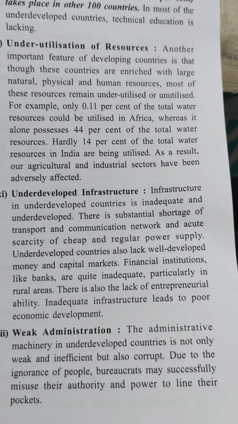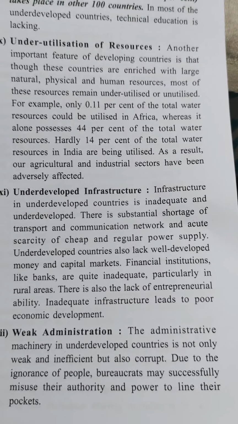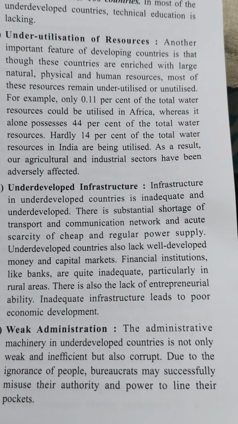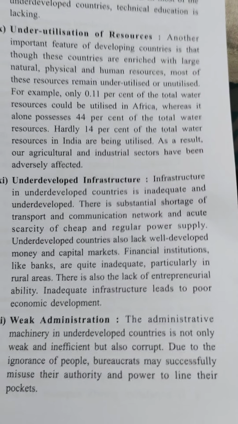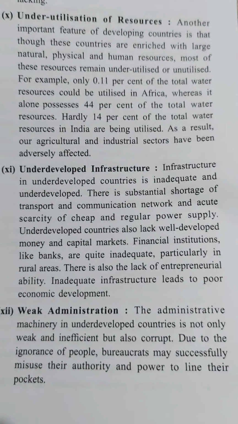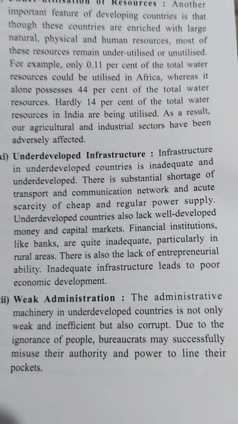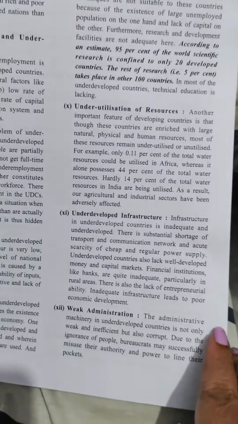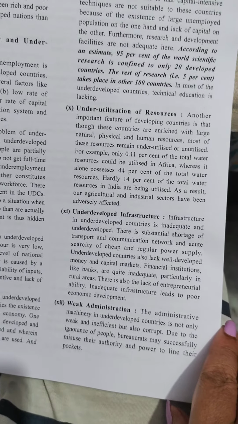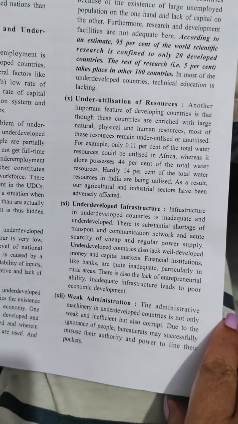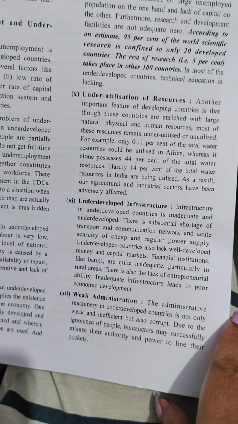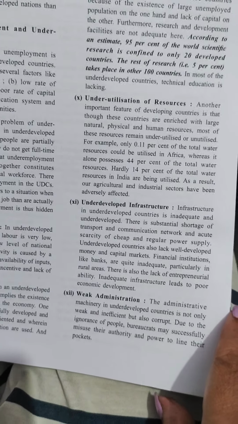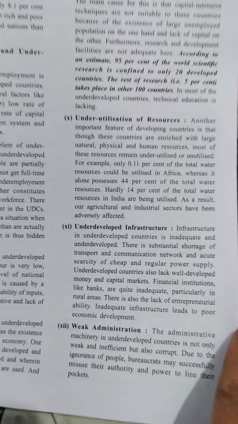Examples: 0.11% of the total water resources could not be utilized in Africa, where the Congo alone possesses 44% of the total water resources. Hardly 14% of the total water resources in India are being utilized. As a result, the agriculture and industry sectors are adversely affected.